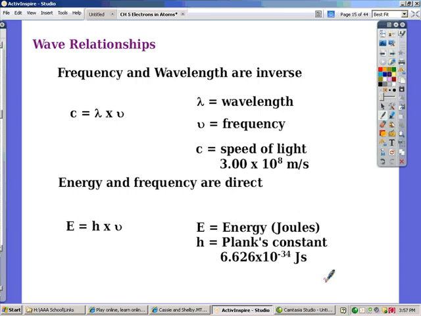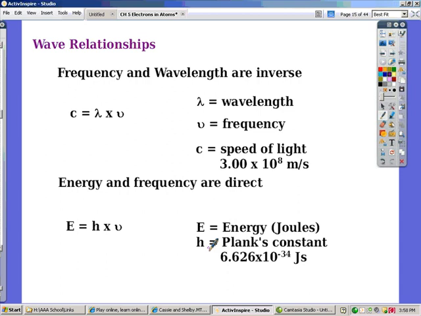So the frequency and the energy, I said, are directly related to each other. As the frequency increases, so will the energy. And as the frequency decreases, so will the energy. You can see we have a formula here that's been used to calculate this. It has another constant in it, h. H is Planck's constant.